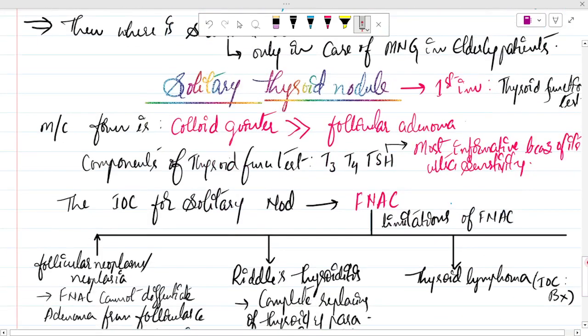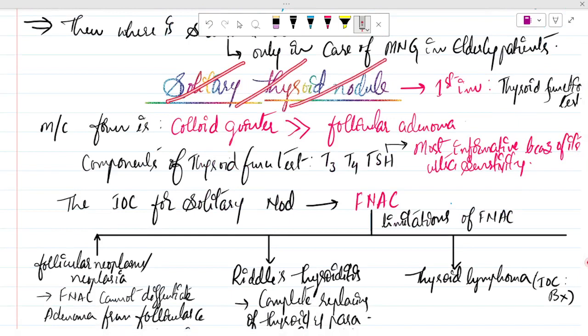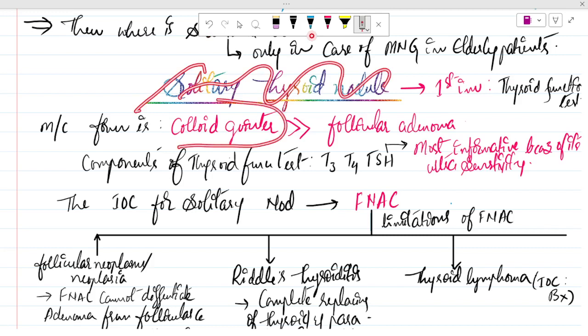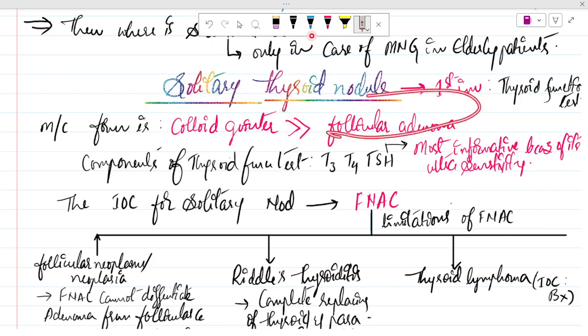Now we will discuss solitary thyroid nodule, a very, very important topic for INICET. What is the most common form of solitary thyroid nodule? Colloid goiter is the most common form of solitary thyroid nodule, followed by follicular adenoma.